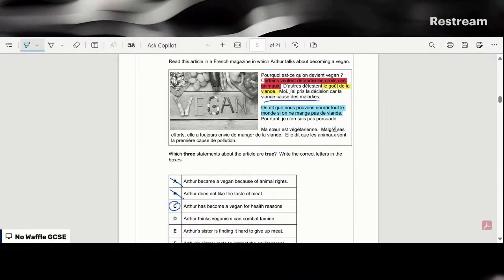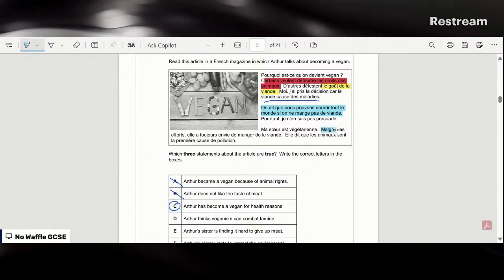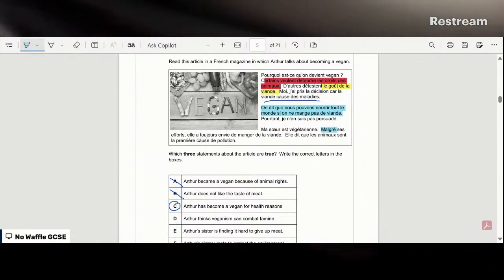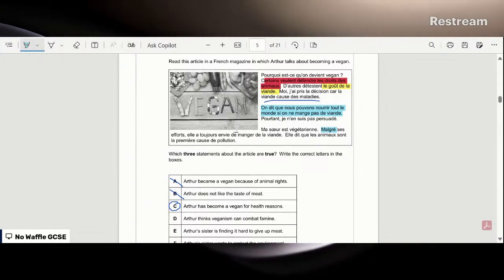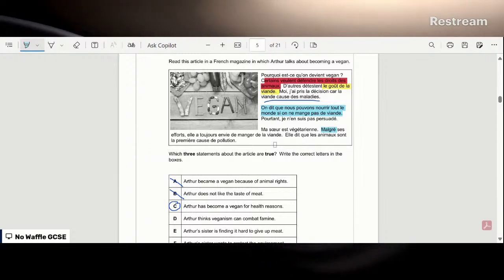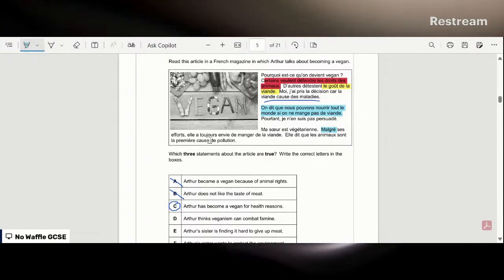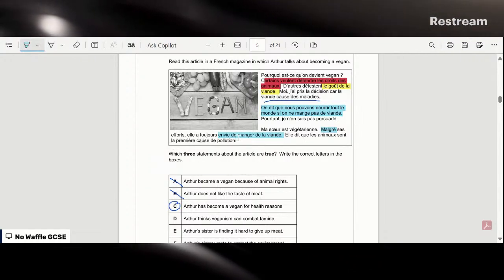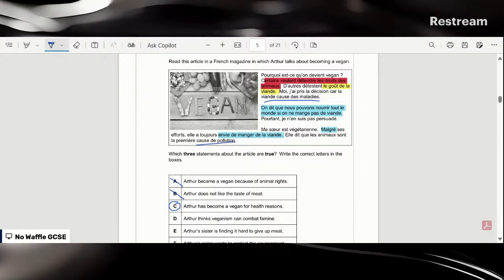Ma sœur est végétarienne. My sister's vegetarian. Malgré ces efforts, so despite her efforts, malgré, important phrase, elle a toujours envie de manger de la viande. So envie de manger means she always wants to eat meat. Elle dit que les animaux sont la première cause de la pollution. So she believes that animals are the main cause of pollution.